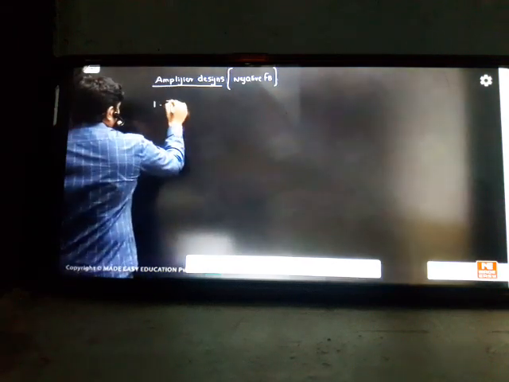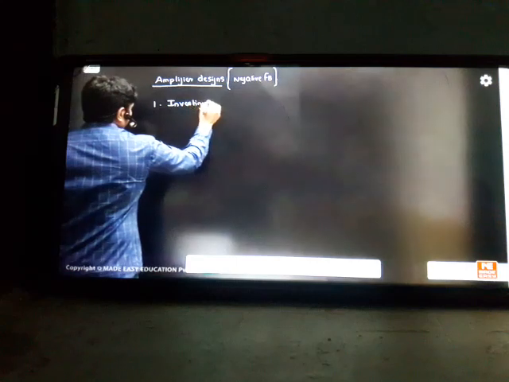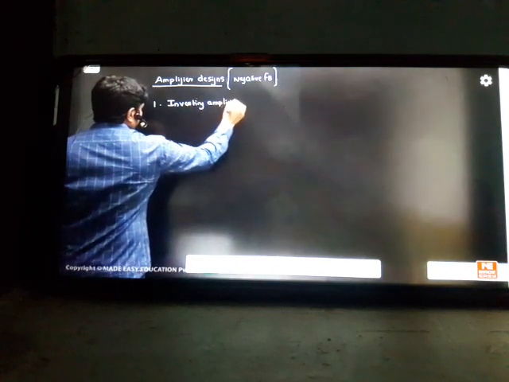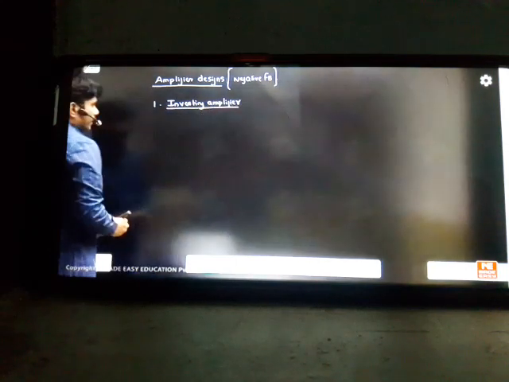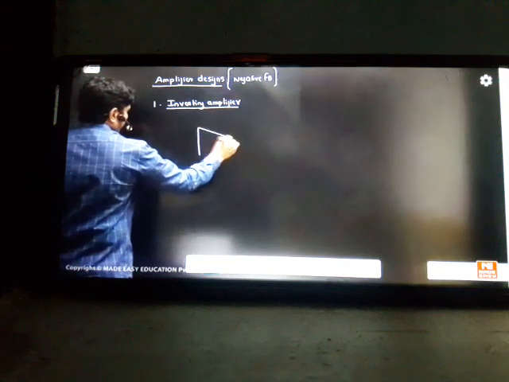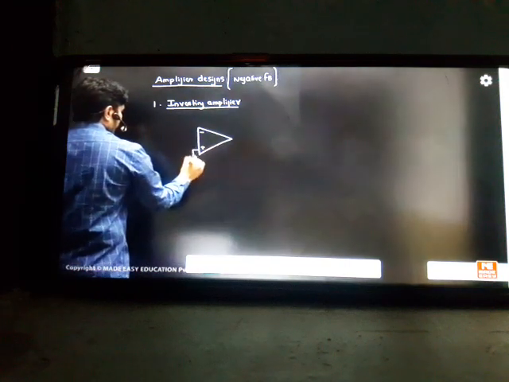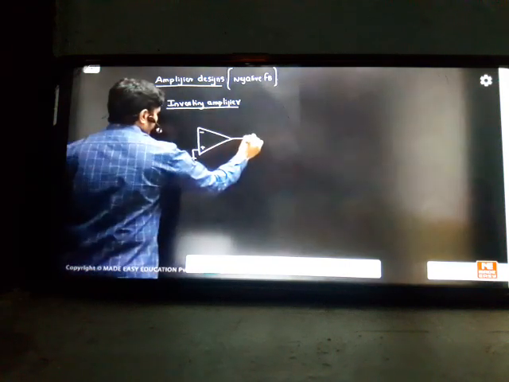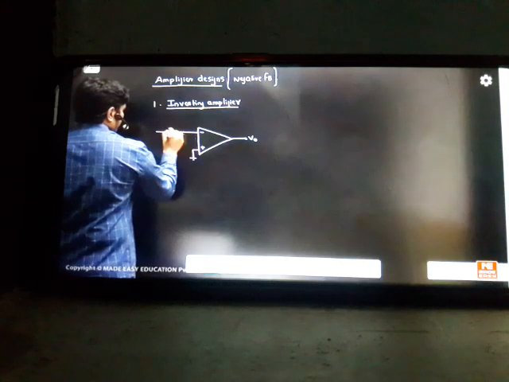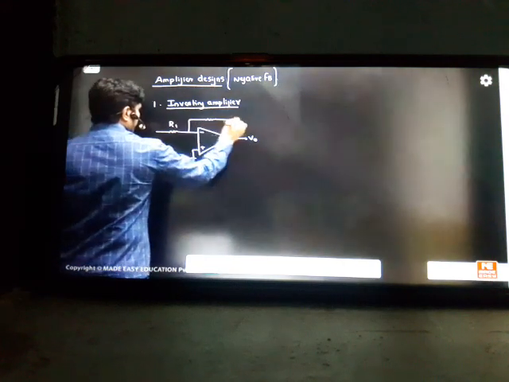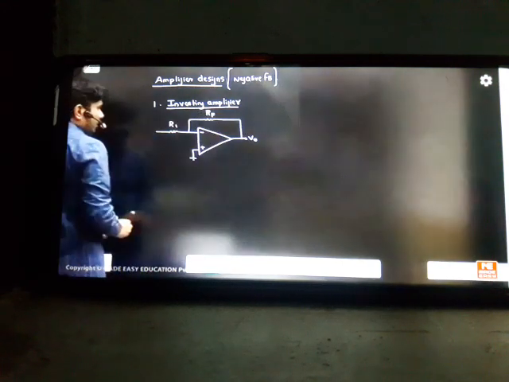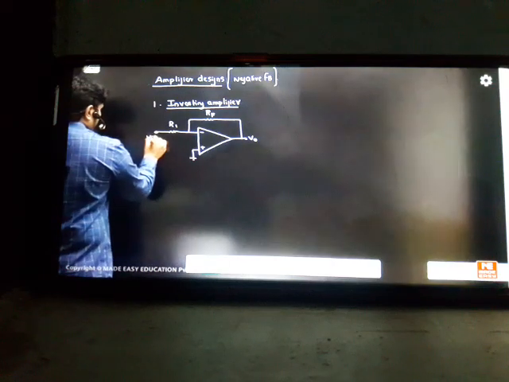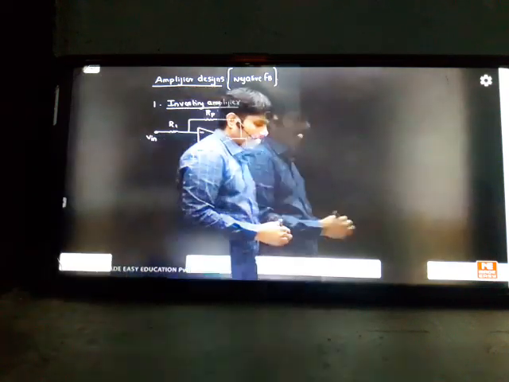The first topic we are starting with is the inverting amplifier. It is very simple to understand. To design an inverting amplifier: minus, plus, the non-inverting side we just make ground because we want to go for the inverting side. You take one resistor here which is R1, and this one as RF. We just give the notations like this, R1 and RF. This is your input. This circuit we call the inverting amplifier.